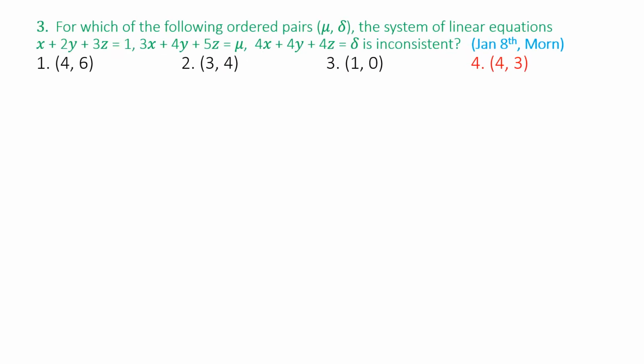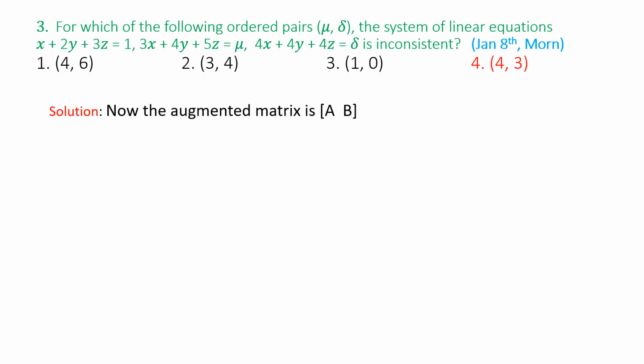Next we go to third problem. For which of the following ordered pairs (μ, δ) is the system of linear equations x + 2y + 3z = 1, 3x + 4y + 5z = μ, 4x + 4y + 4z = δ inconsistent? Now here the given system is inconsistent. So the options are, first one is (4, 6), second one is (3, 4), third one is (1, 0), and fourth one is (4, 3). Next we go to solution.